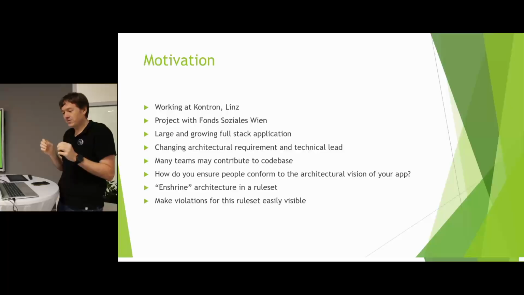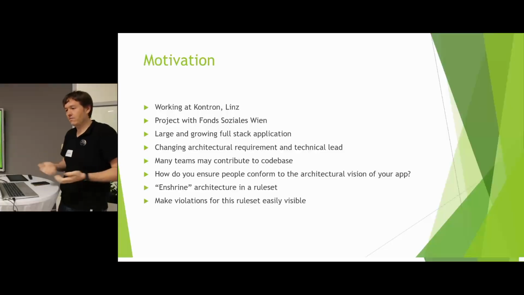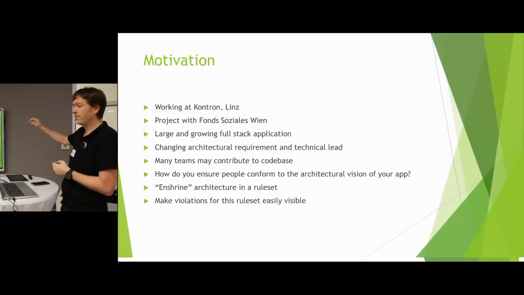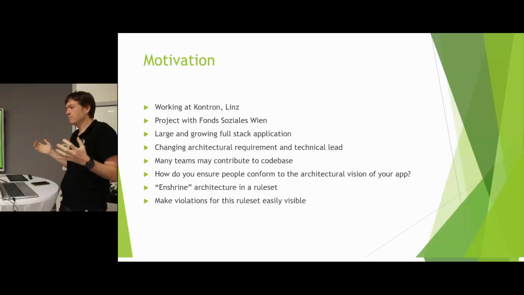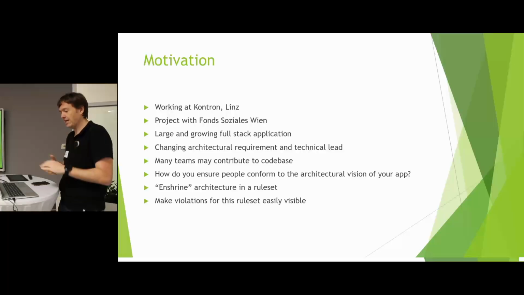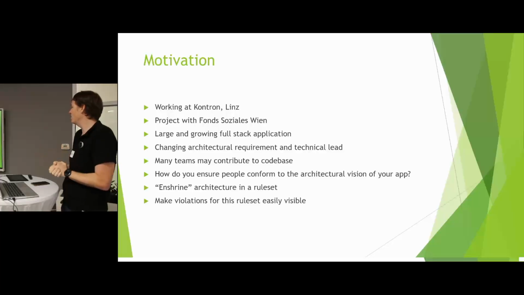How do you sort of enshrine this architecture in a rule set that you can run every time you check in your code? And also what was important was to make those violations, if they happen, easily visible, so that you have your screen in front of you and you see, okay, this here changed, and we could easily know how to fix it or what actually broke.